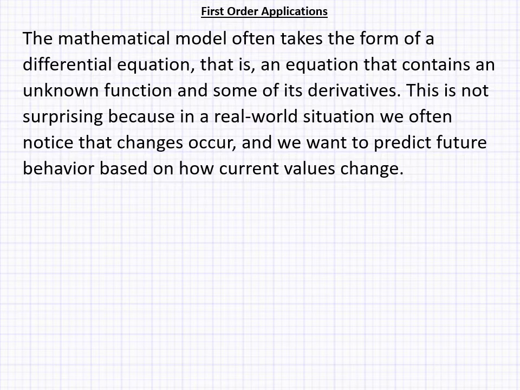I mean, think about it. Anytime you notice that things are changing or changes are occurring, and we want to predict maybe the future behavior based on those current values changing, that's exactly what calculus is all about, and therefore differential equations. So most mathematical models of real-world applications are differential equations.